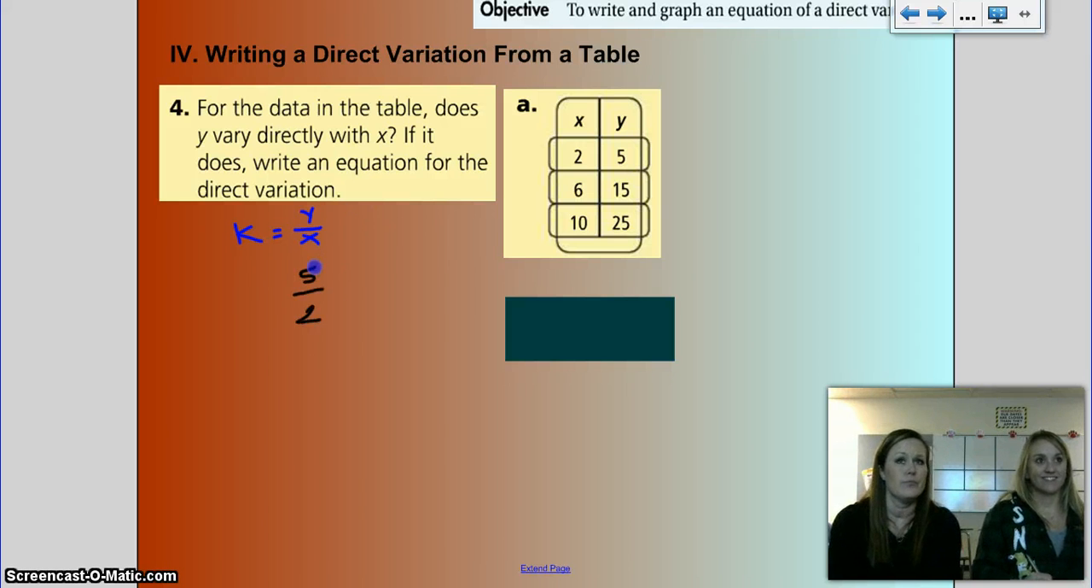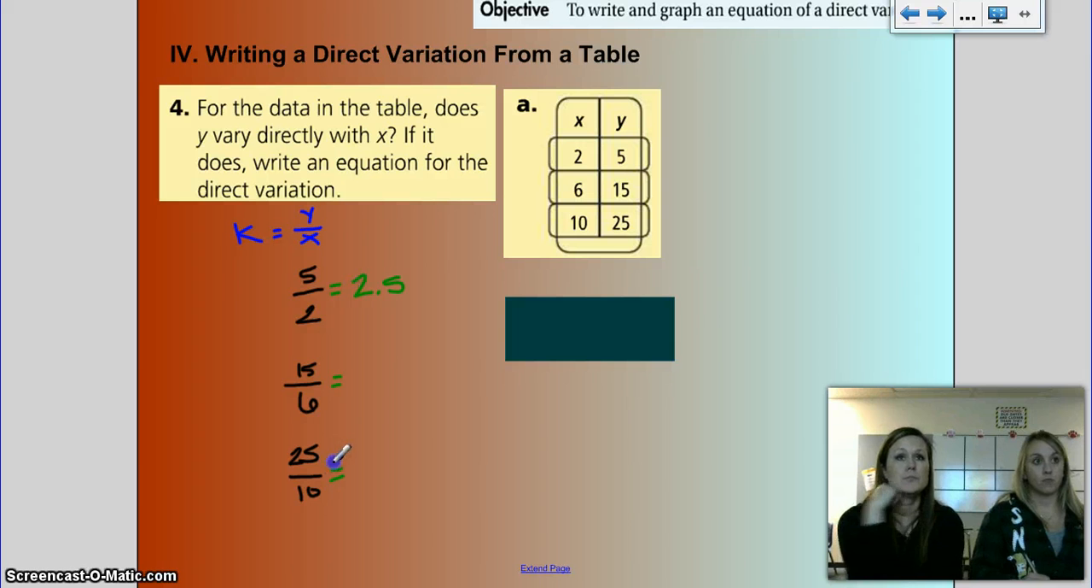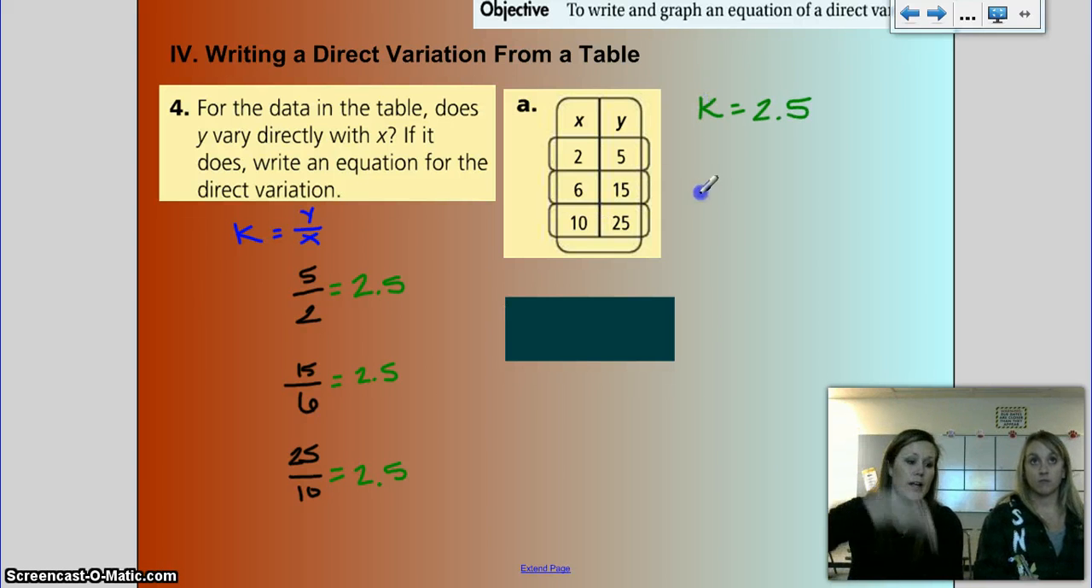Okay. 5 divided by 2, and then 15 divided by 6. Okay, so we're just doing y over x. And then 25 divided by 10. Okay. So if I divide each one of these out into decimal form, it's going to give me a ratio of 2.5. 15 divided by 6, that's 2.5. Yep, and 2.5 there. Okay, so k is 2.5. So clearly since I got the same 2.5 every time, y varies directly with x. Okay. So this is a direct variation.